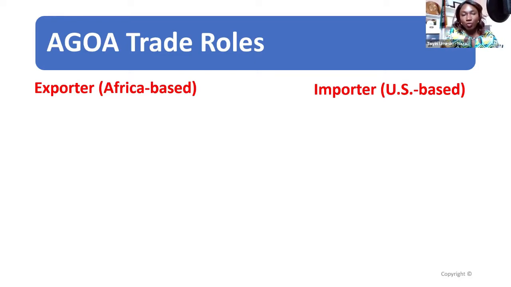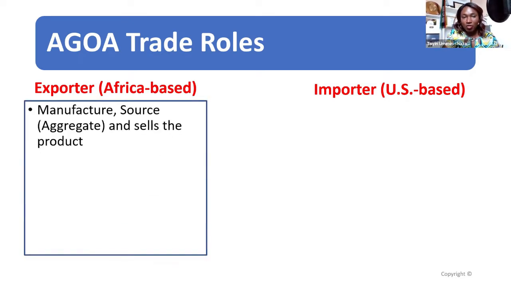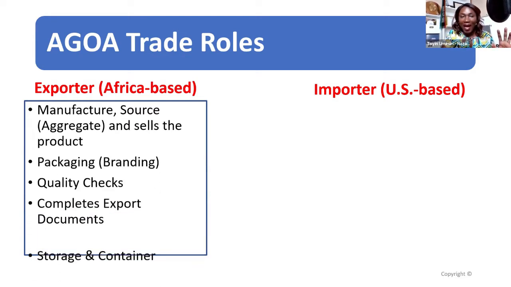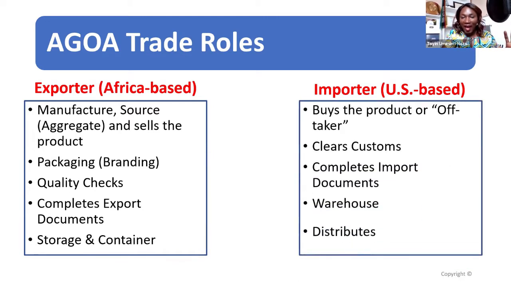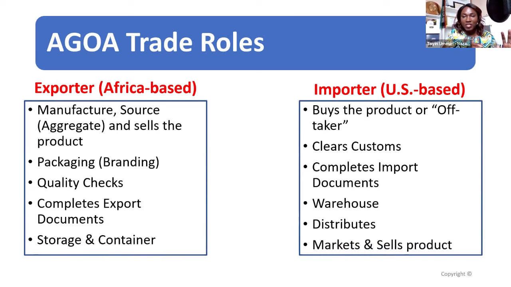So AGOA trade roles. Now, I always want people to break this down. When it comes to international trade, you need to understand the various stakeholders that are engaged. You need to know what role are you playing and who are the other people that you need to be in alignment with. So we've broken this down. We have US importers, the role you play as an importer. We have African exporter, the role you play as an exporter. So let's break it down.